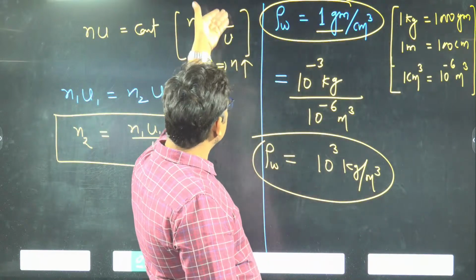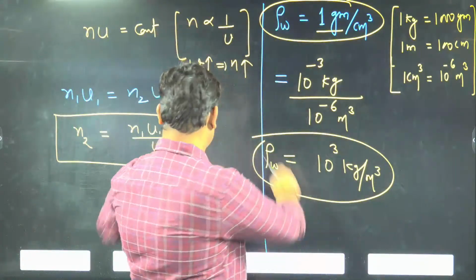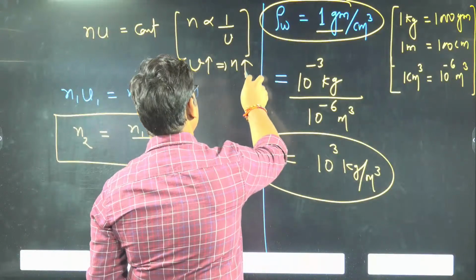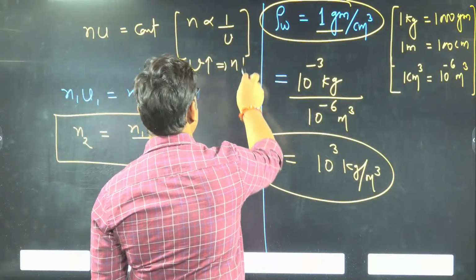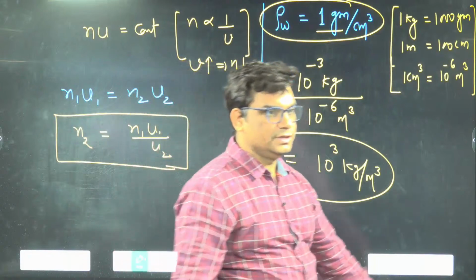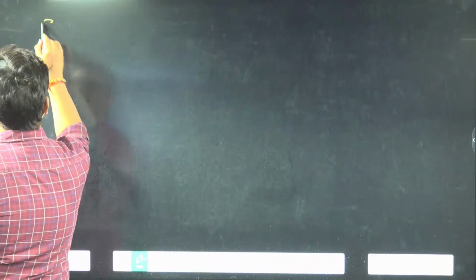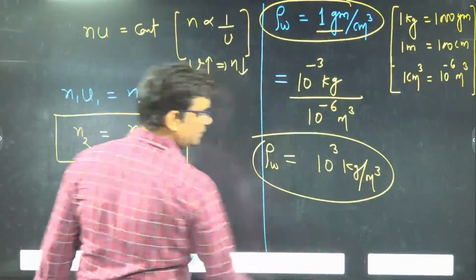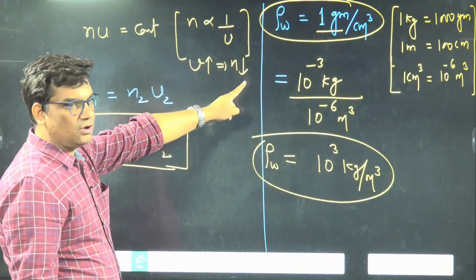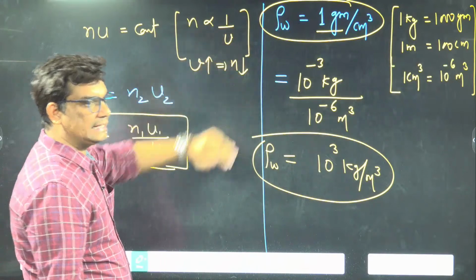Yes, u is proportional to 1 by something. Yes, this is okay here. Arrow up, okay, I placed the arrow wrong. So you know a specific heat, you can change it. Here I placed the arrow wrong. In this one, u increases and decreases.